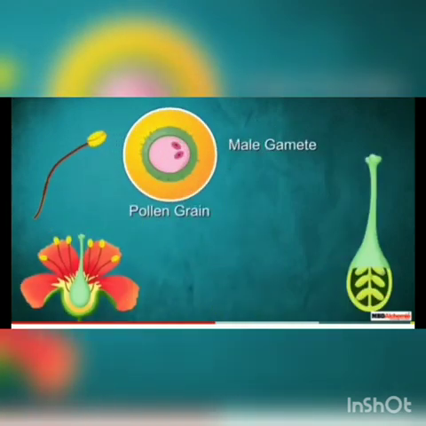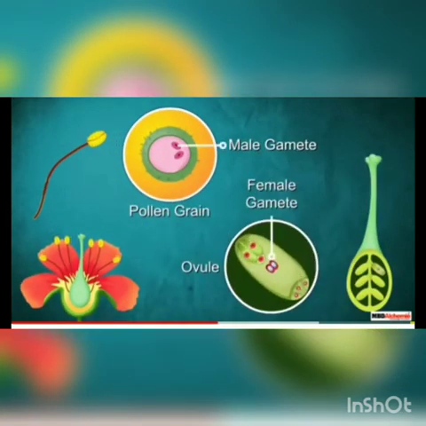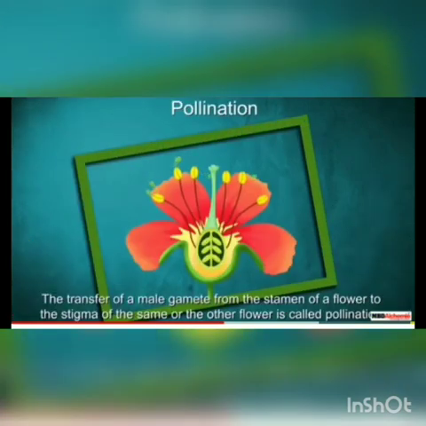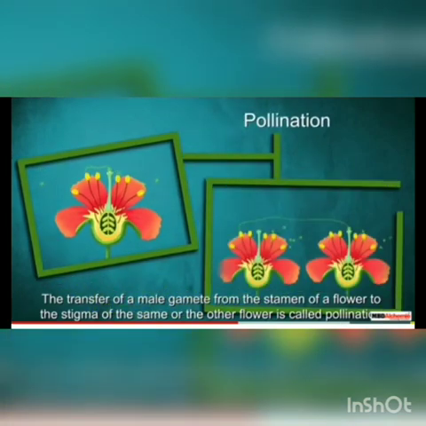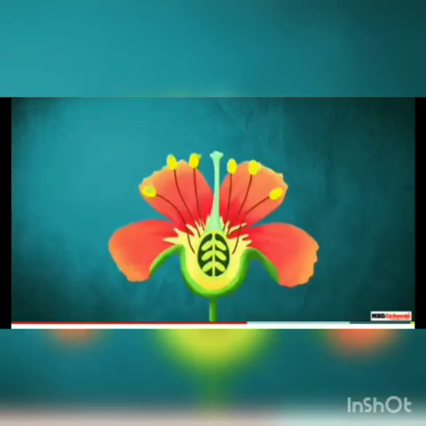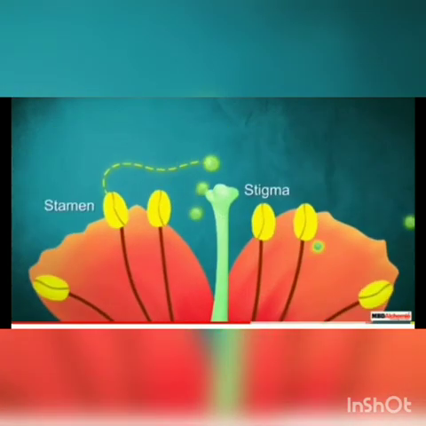Next, that is pollen grain, the male gamete, and the ovule, the female gamete. So pollination: the transfer of male gamete from the stamen of a flower to the stigma of the same or another flower is called pollination. Can you see? The transfer of pollen from the stamen of a flower to the stigma of the same or another flower, that is known as pollination.